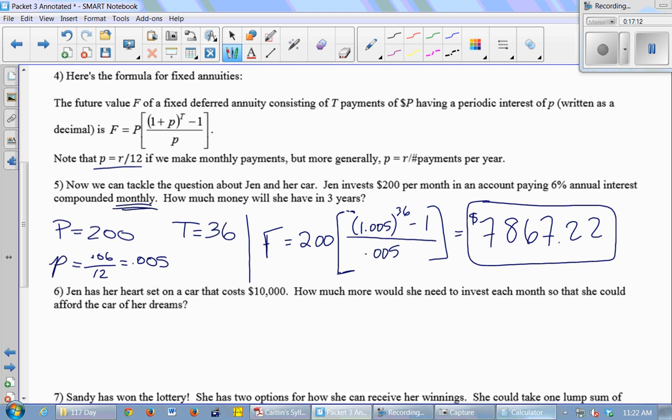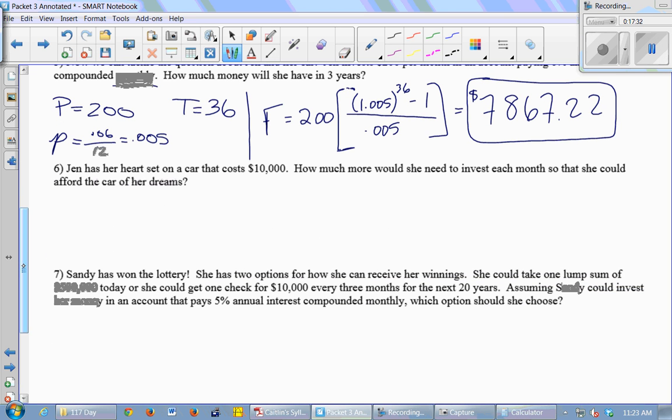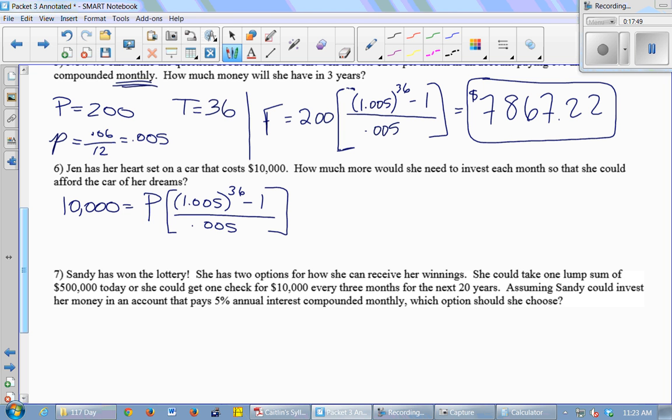Okay, but unfortunately, Jen has her heart set on a car that costs $10,000. So how much more would she need to invest? What should her capital P be? Instead of 200, what does that number need to be so that F, the future value, will be $10,000? So this time I'm going to make my F 10,000, and the thing I don't know is P, the monthly payments. And this is all the same, 1.005 to the 36 minus 1 over 0.005. See if you can do the algebra here. Solve for P.